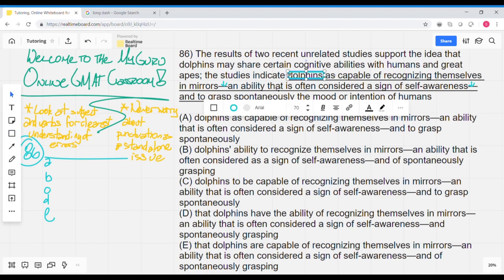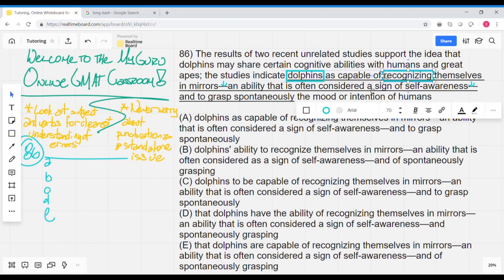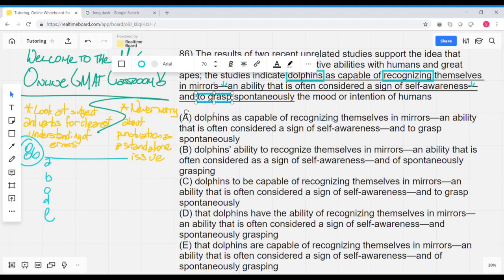And we want to look in the underlined sentence. We know they are capable of recognizing themselves and to grasp spontaneously the mood or intention of humans. And these two things are simply not parallel. So we know that we're looking at a parallelism / verb tense issue, and we can eliminate choice A as not being parallel.